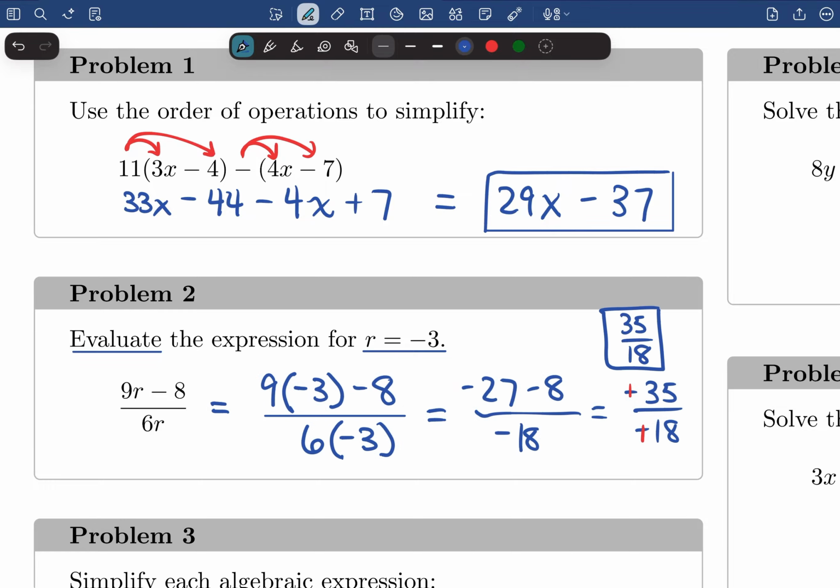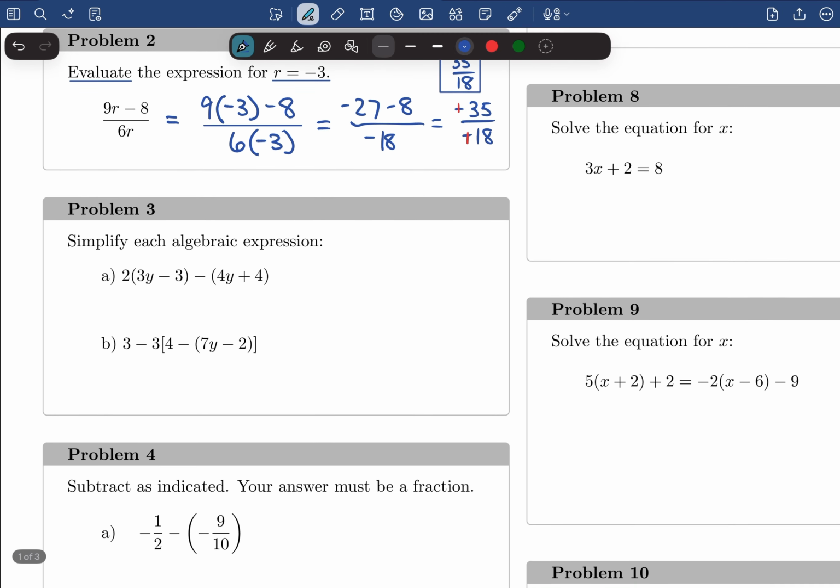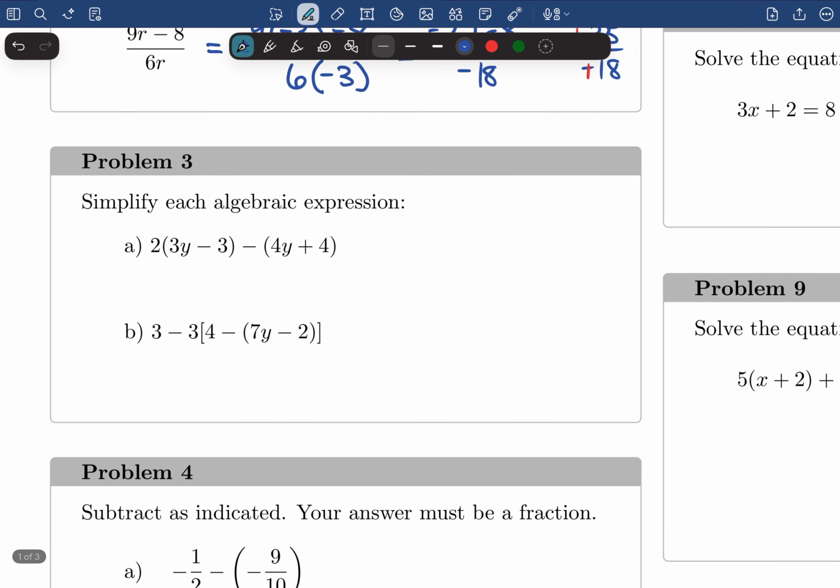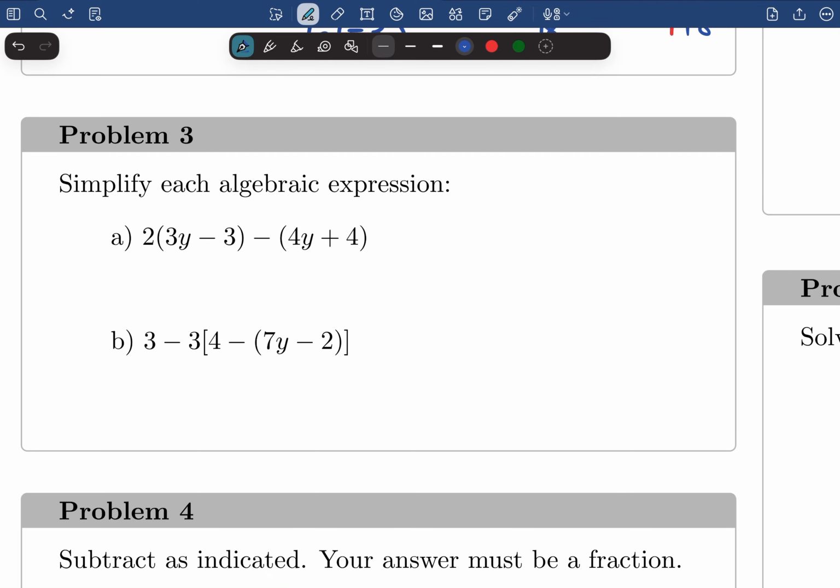Great. Moving forward to problem number 3. Simplify each algebraic expression. Well, let's go for it. So let's distribute. Once again, we see a negative that has to be distributed into both of these terms. We'll rewrite everything. So 2 times 3y becomes 6y. 2 times negative 3 becomes negative 6. Negative 1 times 4y is negative 4y. And negative 1 times positive 4 is negative 4.